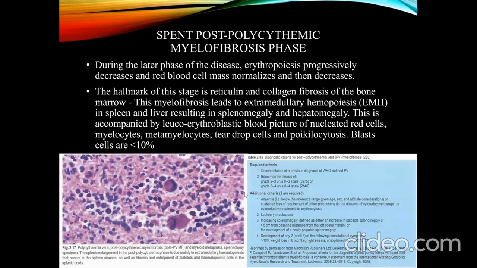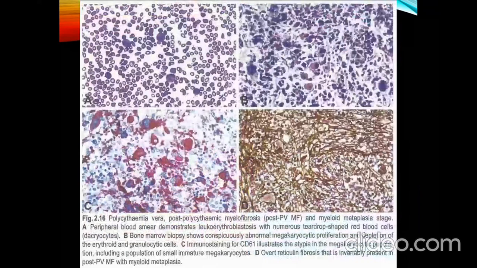Additional criteria, at least two of which are required, state that anemia or a history of cytoreductive treatment for erythrocytosis should be there. Leukoerythroblastosis should be there. Increasing splenomegaly, defined as an increase in palpable splenomegaly of more than 5 cm from baseline. And the last criterion is development of any two of the following constitutional symptoms: more than 10% weight loss in 6 months, night sweats, or unexplained fever.